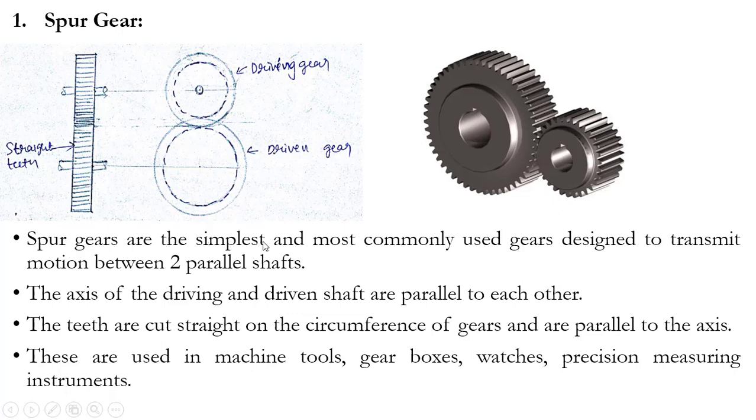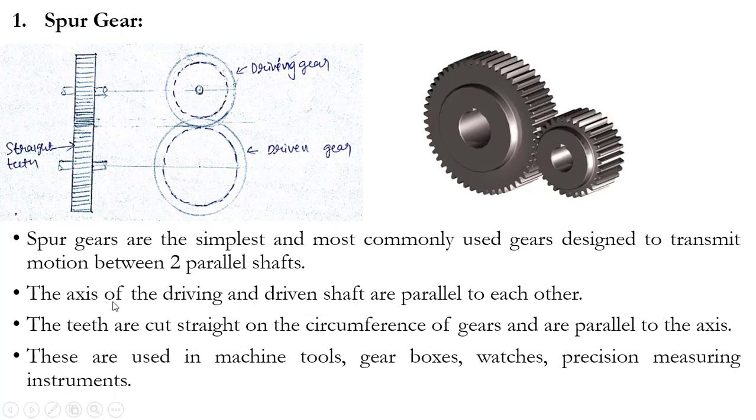Spur gears are the simplest and most commonly used gears designed to transmit the motion between two parallel shafts. Yes, you can see the position of these two shafts here. These two shafts are parallel to one another, isn't it? So you can say that spur gears are the simplest and most commonly used gears that are designed to transmit the motion or power between the two parallel shafts. So this is the main introduction regarding spur gears.